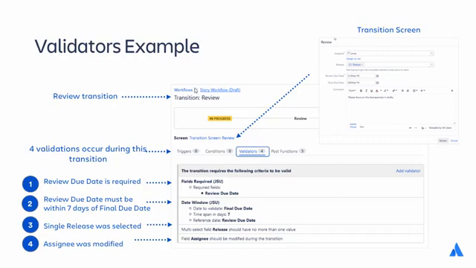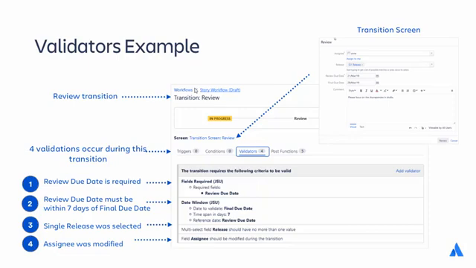So let's put this all together and look at an example of how a transition with configured validators appears in Jira. There are 4 validators configured in this example and a transition screen. When the user clicks on this transition, he will first be presented with this screen in order to update field values and possibly add comments. When he clicks Review, the validators will be evaluated in top-down order. As soon as one of them fails, Jira will stop further validation and return a message to the user.